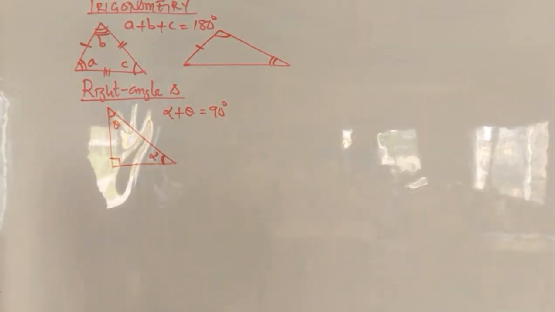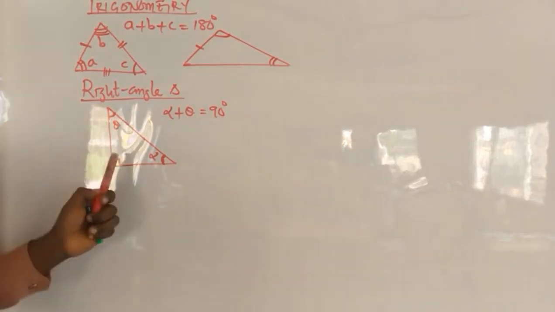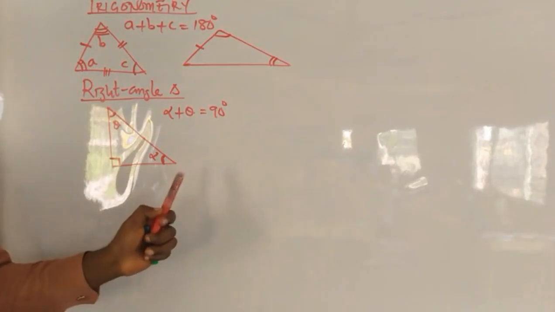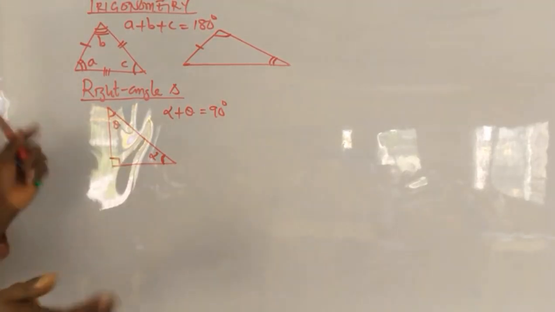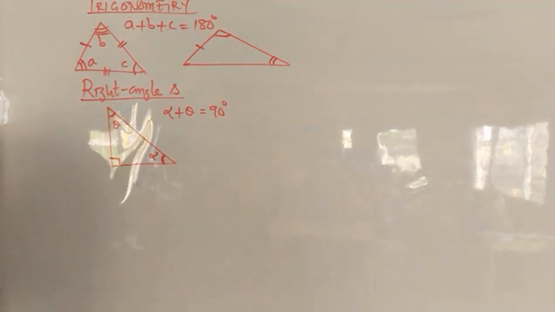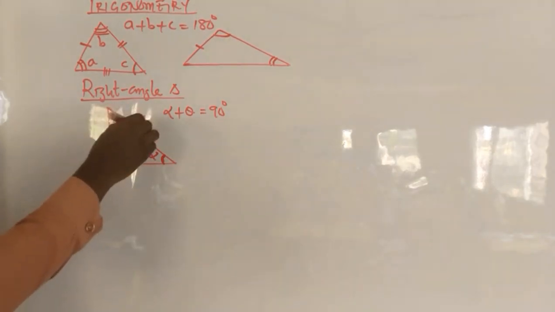This side facing this 90 degree angle will be the longest. Definitely. Why? Because these two angles must be 90 altogether, so they will share it. So this longest side is called the hypotenuse.